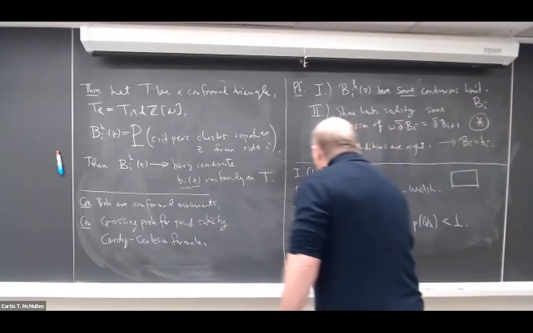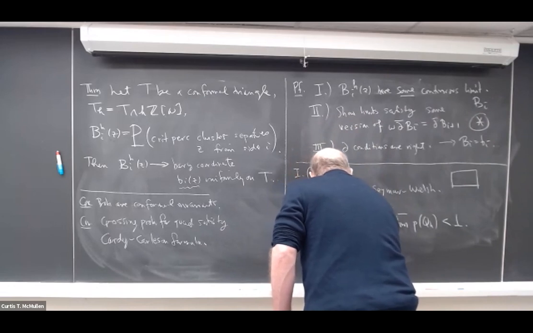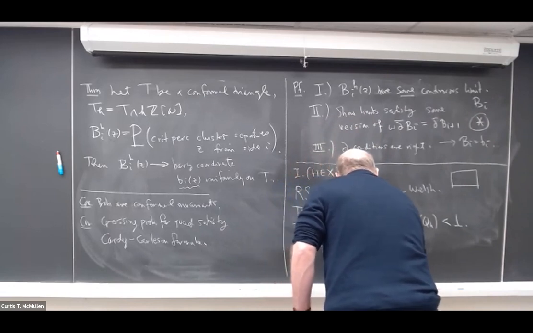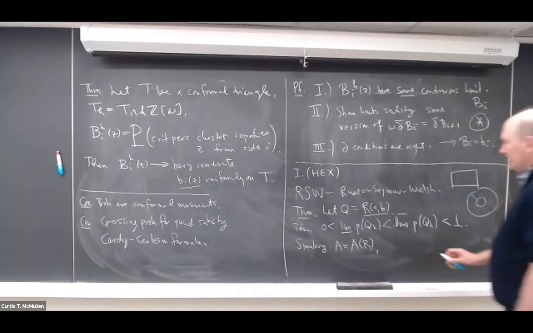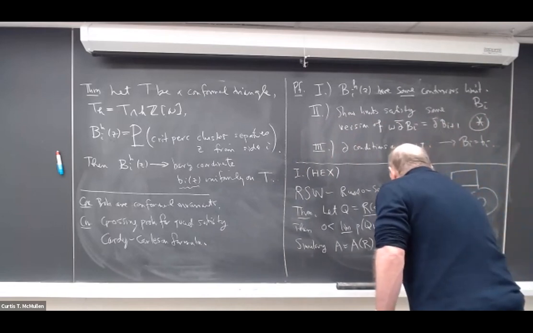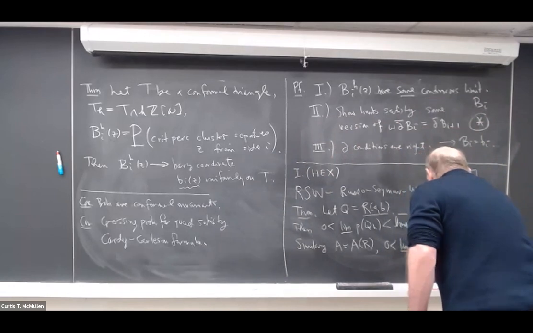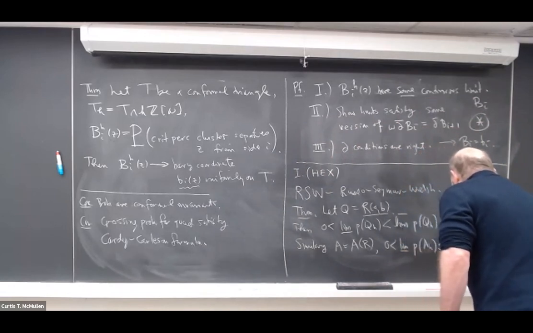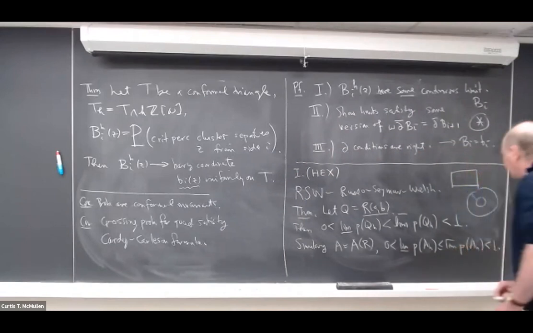And secondly, similarly, if we take an annulus, a standard annulus, then we also have a crossing probability. When we discretize, we look if there's a percolation cluster going between the two boundary components. And again, 0 is less than the lim inf of the crossing probability for this annulus, which is less than the lim sup, which is strictly less than 1.